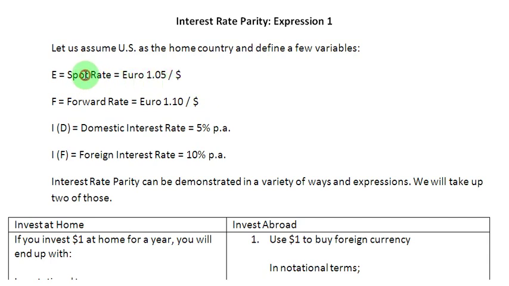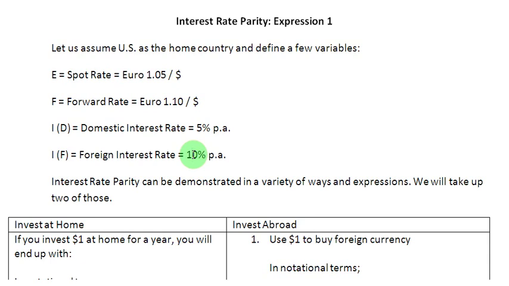Let us say that our spot rate is represented by this letter E and is equal to 1.05 euros to a dollar. Let us also say that our forward rate is represented by this letter F and is equal to 1.10 euros to a dollar. The domestic interest rate or the interest rate in the US is represented as ID and is equal to 5% per annum. And the foreign interest rate, that is the interest rate in the Eurozone for our case, is represented as IF and is equal to 10% per annum.